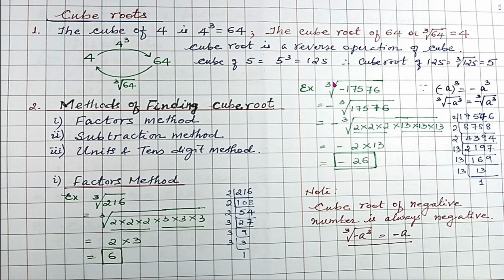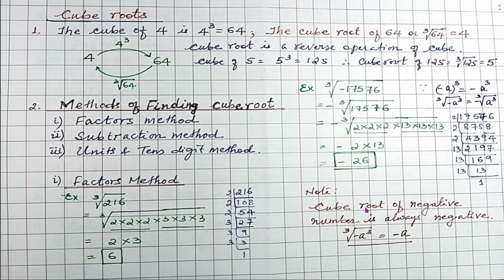Now let us take one more example here. Cube root of minus 17576. We know that the cube root of any number with a minus sign will be a minus value. So take the minus outside, find the cube root of 17576, find the factors of this, list them and group them into triples, and from each triple take one factor. So take 2 from this and take 13 from the second triple. Take the product, 13 into 2 is 26. Therefore the cube root of minus 17576 is minus 26.